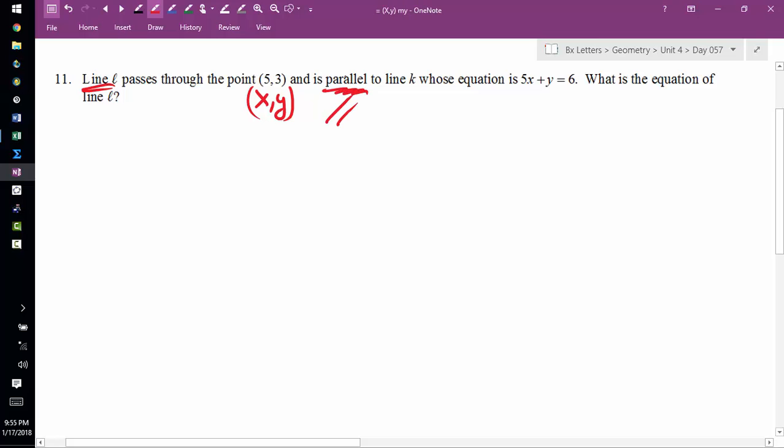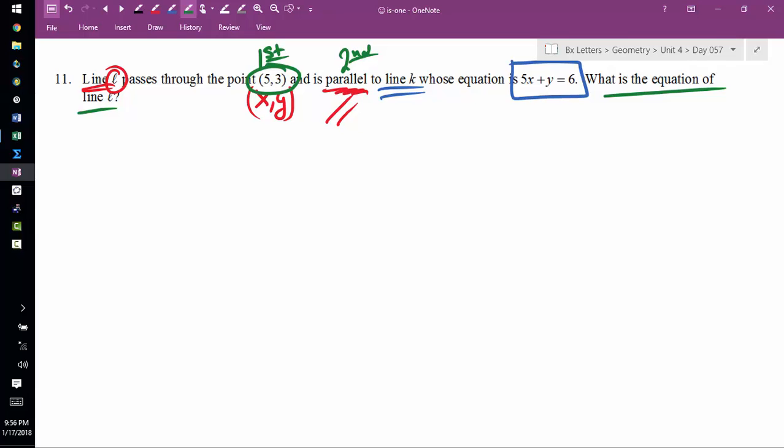Our line L now needs to be parallel to some other line, which they're calling K. And they're going to tell me its equation is 5x plus y equals 6. And their question is, hey, what is the equation of that line L that meets these two conditions? Right? Not only do you have to be parallel, you've got to own or possess, in other words, you have to pass through that point 5, 3.